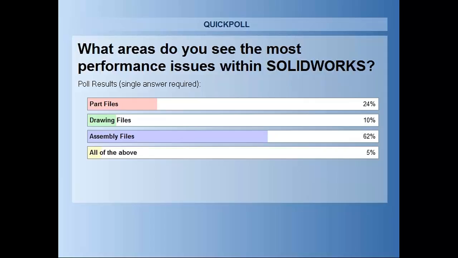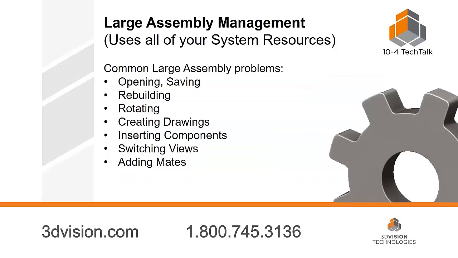All right, so the results show that most issues are with assembly files, and that's definitely what I would expect. Being in technical support, people call in, and like I said, a majority of them are performance issues associated with assembly files. Let's not ignore the part files too, which is number 2. So my guess is it could be some complex features, and we can probably talk about that a little bit later. Sure, definitely.